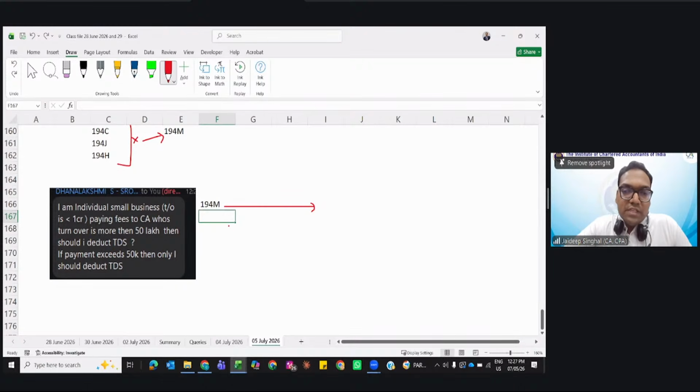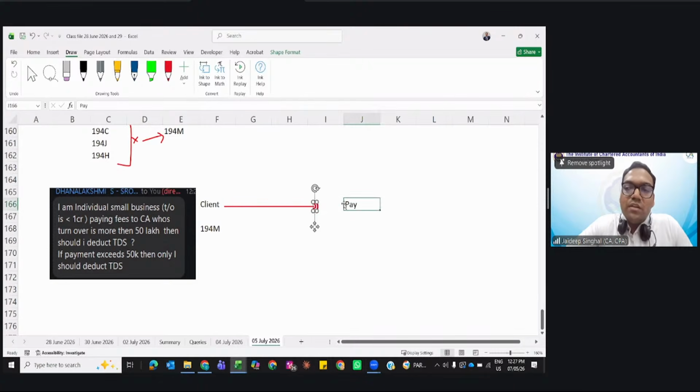So if this client is paying to a CA, we need to see the transaction amount. We need to see the yearly amount. If within the year I have paid the CA more than 50 lakhs, getting it? It is the value of the transactions during the year. If you are paying more than 50 lakhs, then 194M is applicable.